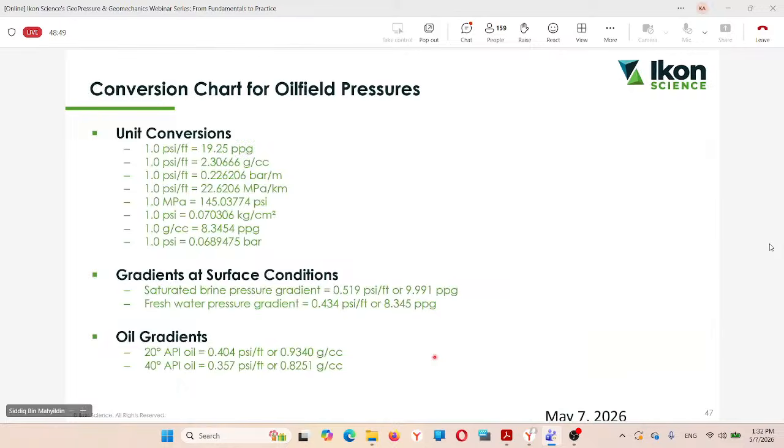Just a quick bonus, you can screenshot this, or I can pass it to you after this as well, the unit conversion for pore pressure, where you can convert from gradient to density quickly. For example, 1 psi per foot is 19.25 ppg. What is the gradient at surface condition? And for oil gradient, for example, 20 API oil, what is the normal gradient for oil? 0.4. The heavier oil is at 0.357, for example.